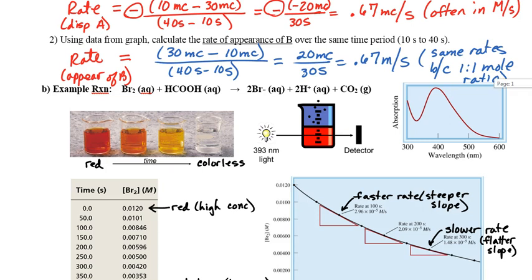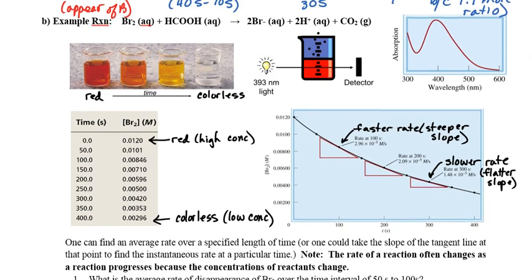This one is more of a real situation here. We're imagining we're doing this reaction, Br2 with formic acid going to Br minus with H plus and CO2. And the reason this reaction can easily be monitored is because Br2 has this red color, right? And over time, once it reacts and the Br2 is gone, it's going to turn colorless. Your Br minus is colorless. And so when you lose your Br2, the solution will go from red to orange to yellow and then eventually to colorless once all the Br2 is gone.